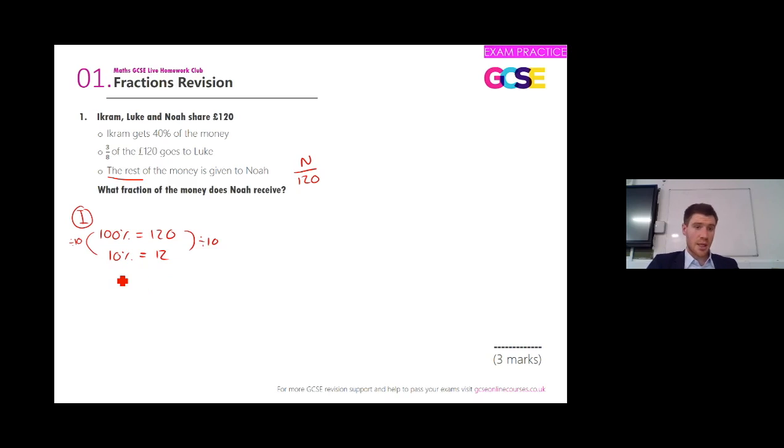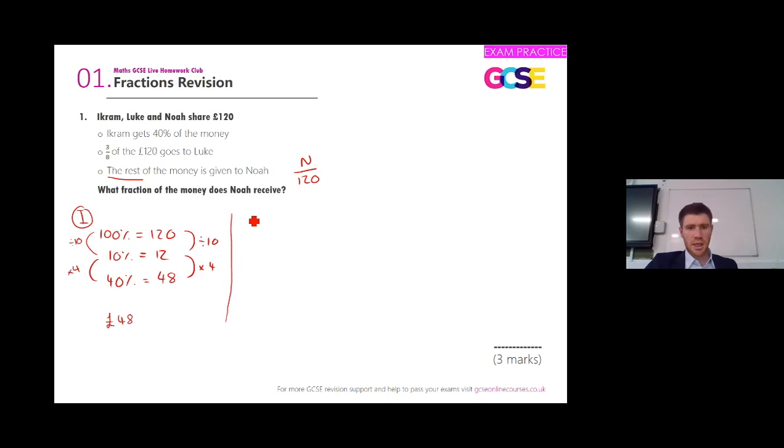So 12. And now we skip up to 40%. Again, quite straightforward. To get there, we multiply our 10% by 4. 12 times 4 is £48. Okay, so Ikram gets £48. That's logical, it makes sense. Ikram is there. Let's move on.